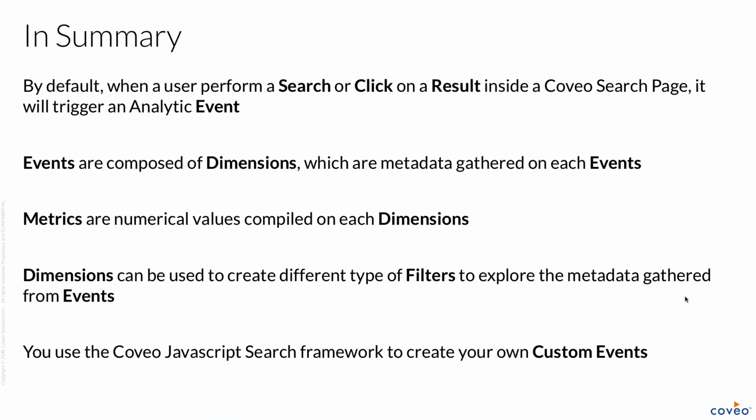So metrics are numerical values that are compiled from dimensions. For example, how many times a specific keyword was entered in a query, or how many times for that keyword there was a click, that sort of stuff. And what's really cool about dimensions is that this is really how you filter, because when you create a report, you see all the events for a given period. And then maybe you only want to see events that are coming from a specific search page and only from a specific country.